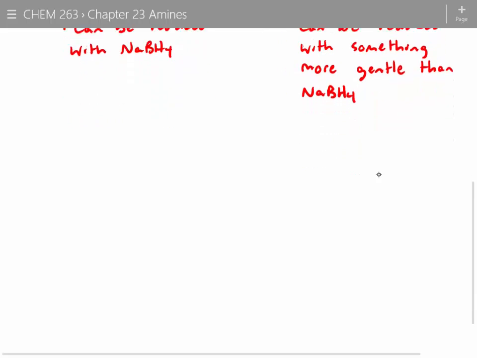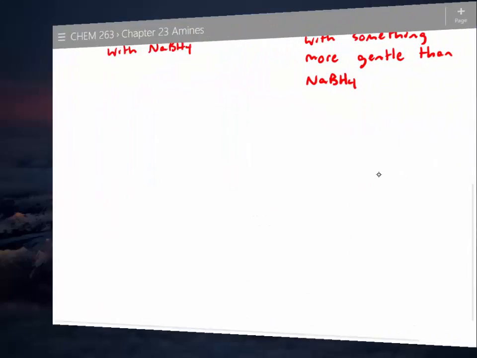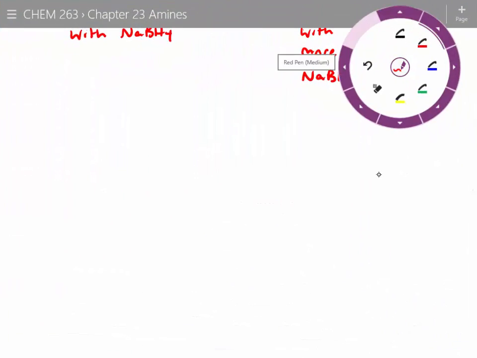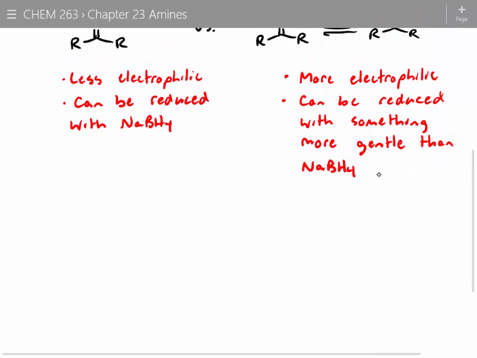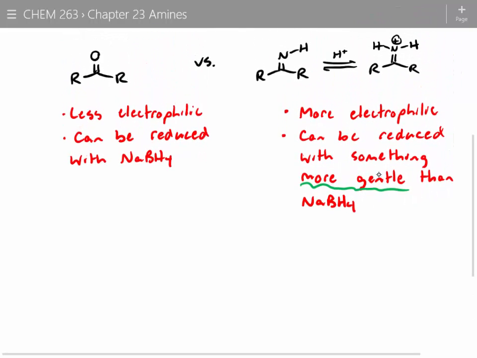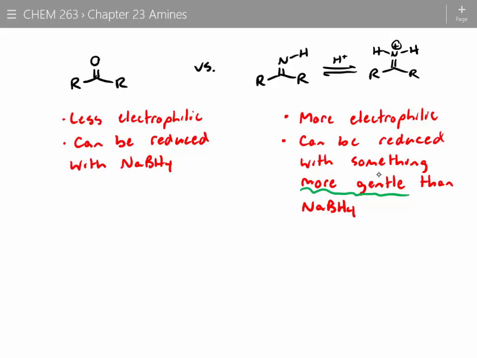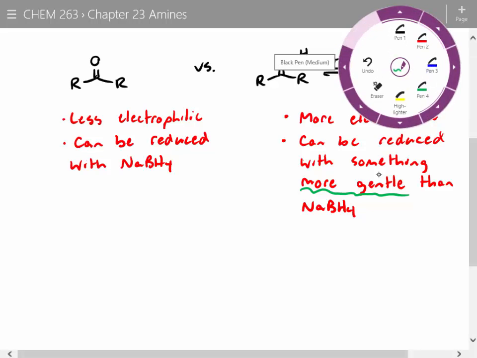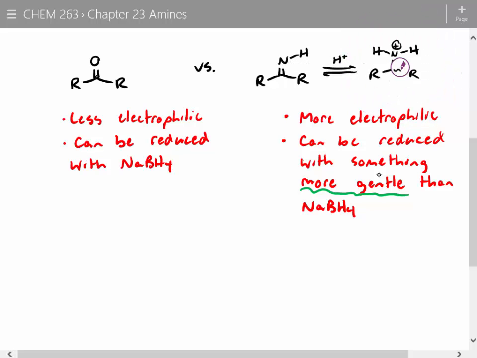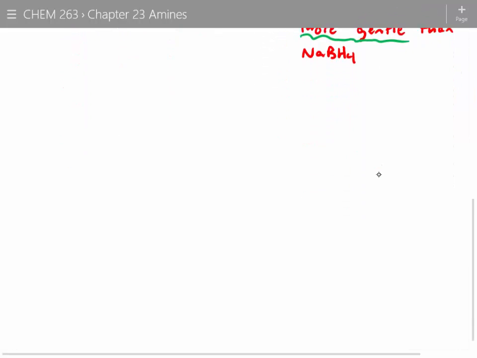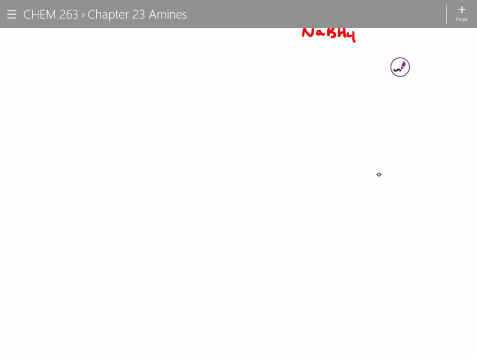So let me go back. We need something more gentle than sodium borohydride, or else we're just going to reduce our ketone. And so the new hydride source we're going to see is something new, but let's put this on a scale of hydride sources. Thought that was the other one. I'm confused. So let's make a list of hydride sources, guys.